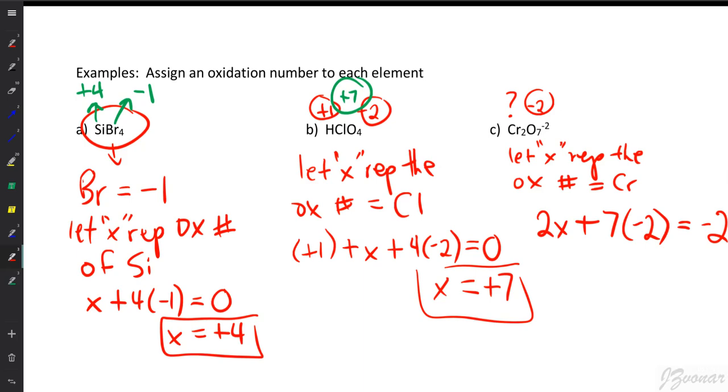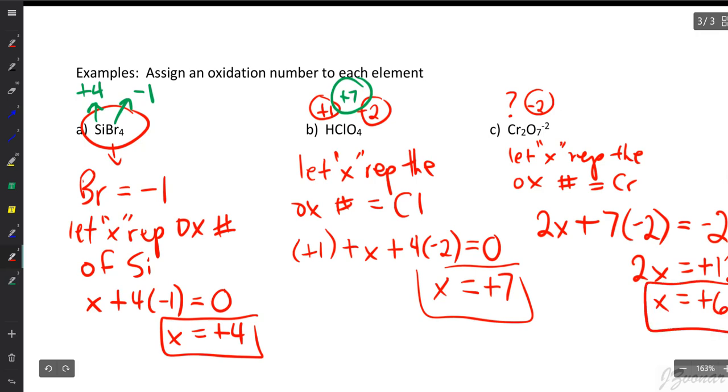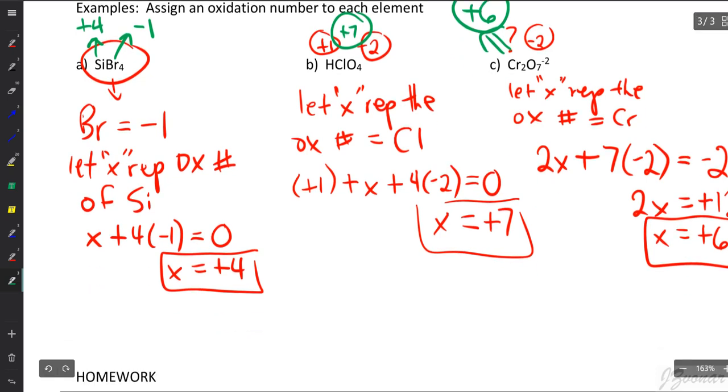Once again, I got to solve for X. Okay, and so now I've got my 2X equals, I got -14, 7 times -2 is -14. When I bring it to the other side is +14, -2 gives me +12, and now X equals +6. So the oxidation number for chromium in this particular compound is +6. Okay, so that's how we assign oxidation numbers.